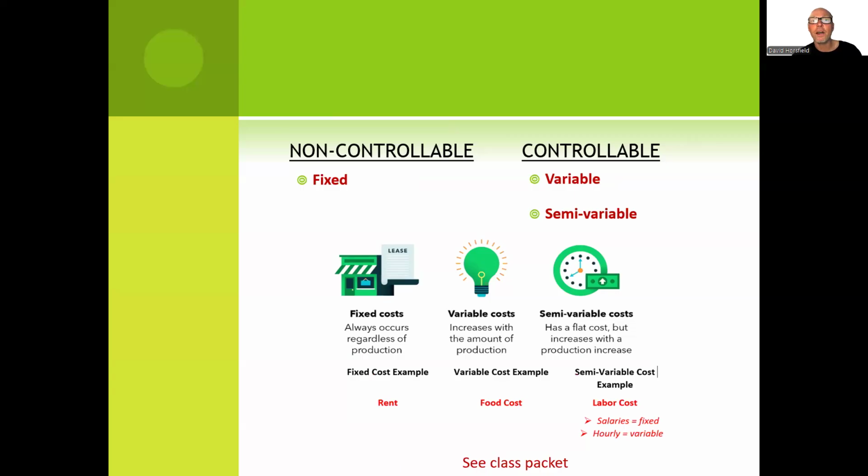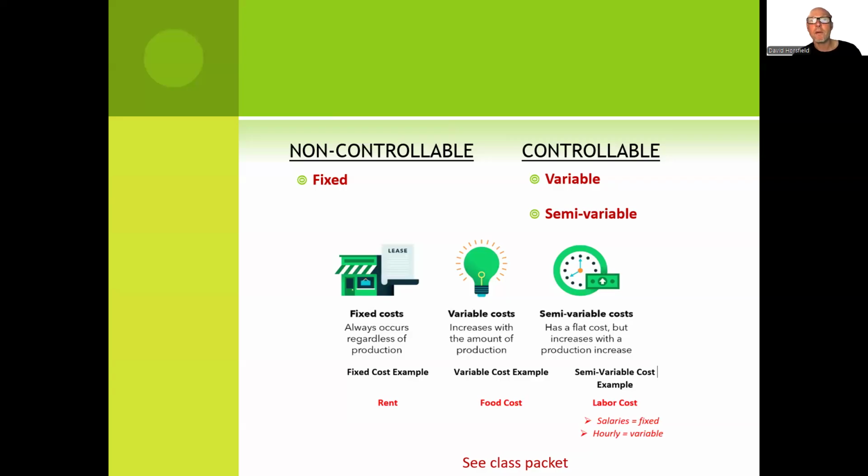Variable costs in the middle increase with the amount of production. So the busier we are in a business, the greater our variable costs are. They go up at the same time. An example of variable costs is food cost. The busier we are in a restaurant, as an example, the more food we've got to buy. So the cost of food will increase. Variable costs increase or decrease with the amount of production. If our business levels go down, our variable costs would also go down.